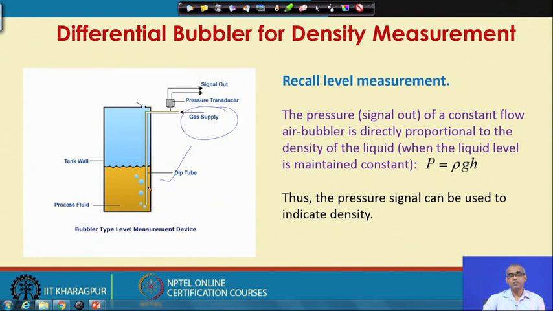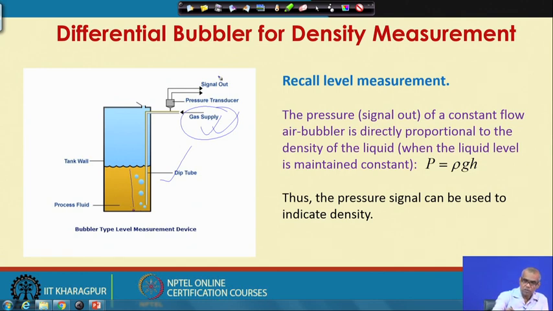You change the flow rate until you see the bubble just escapes from the tip of the dip tube. At this point, the pressure here and the pressure exerted by the depth of the liquid at the level where the dip tube is there is same. So, P equal to rho gH. So, by measuring pressure, I should be able to measure density.